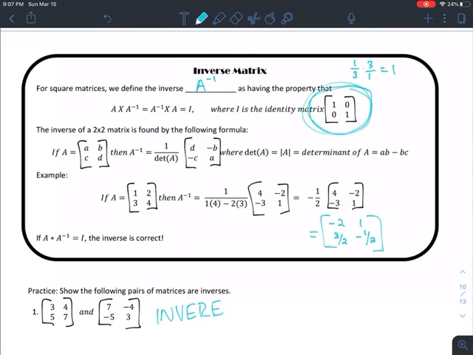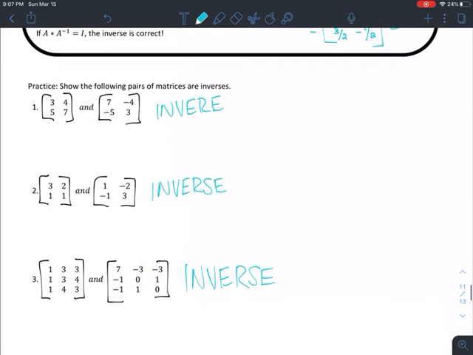So if A equaled the matrix 1, 2, 3, 4, then the inverse was 1 over the determinant times the matrix, and we ended up getting -2, 1, 3/2, and -1/2 as the inverse. So if our inverse is correct, that means that we could take our original A and multiply it by this inverse here, and I should get back that identity matrix, which is the 1, 0, 0, 1 matrix.